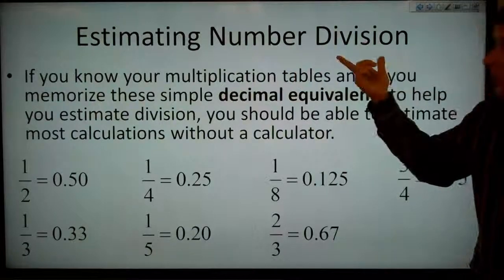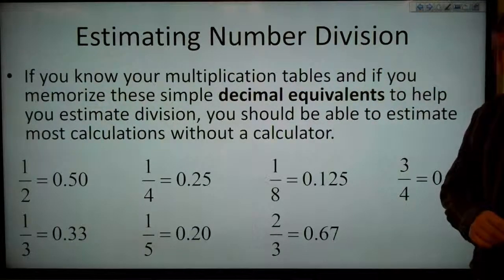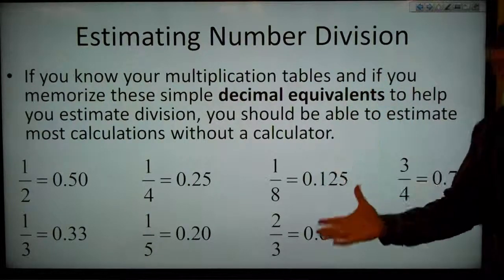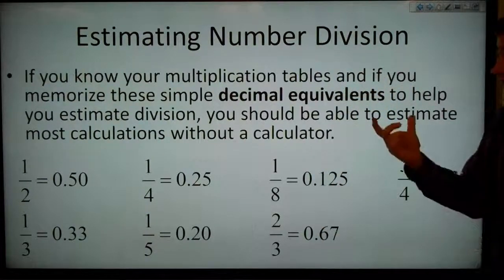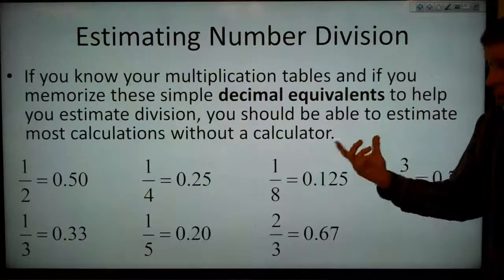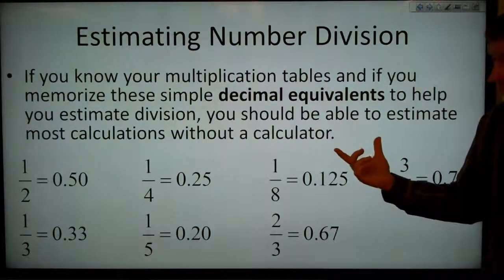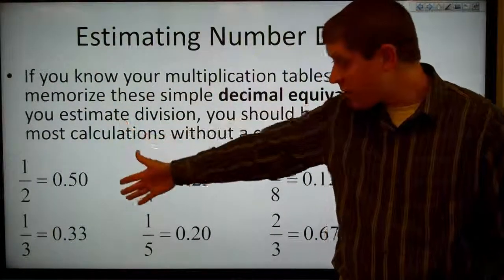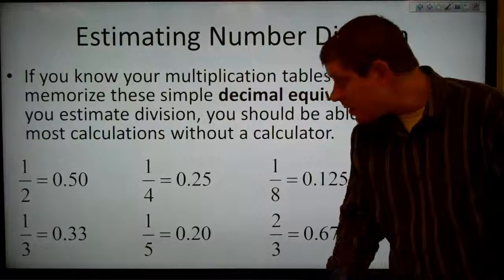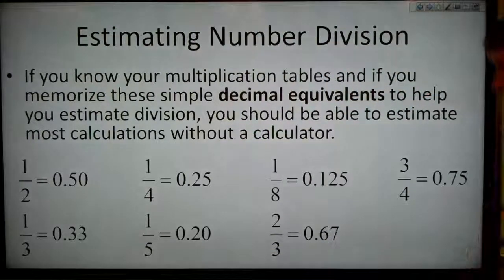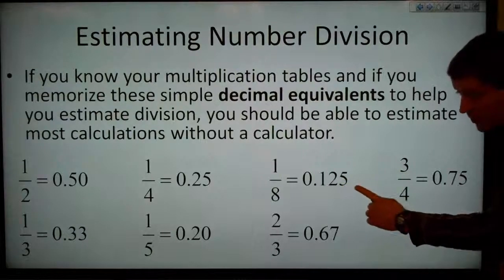You should be able to do some estimation of number division. If you know your multiplication tables, and if you memorize these simple decimal equivalents to help you estimate division, then you should be able to estimate most calculations without a calculator. So you should know that 1 over 2 is 0.5, 1 over 3 is 0.33 repeating, 1 over 4 is 0.25, 1 over 5 is 0.20, 1 over 8 is 0.125.